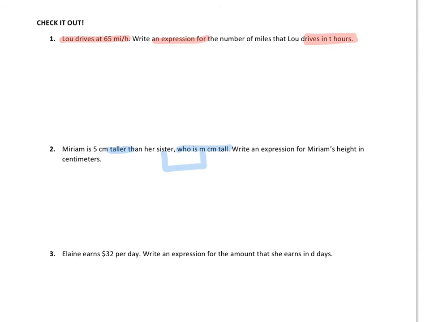And then finally, Elaine earns $32 per day. Write an expression for the amount she earns in D number of days. So you're going to use the letter D in the expression.